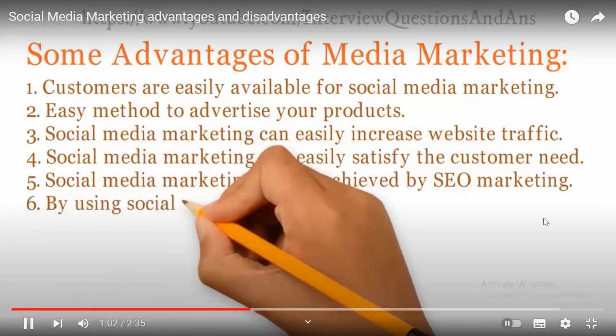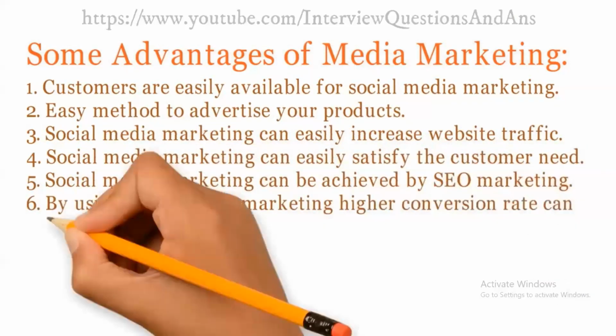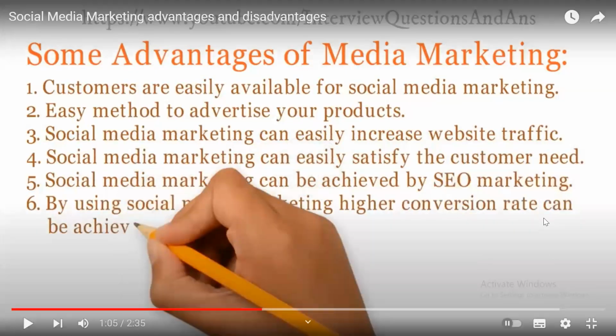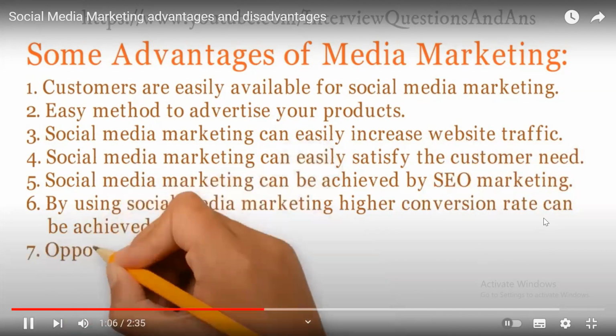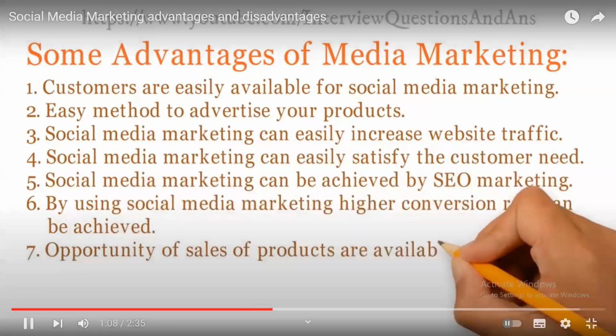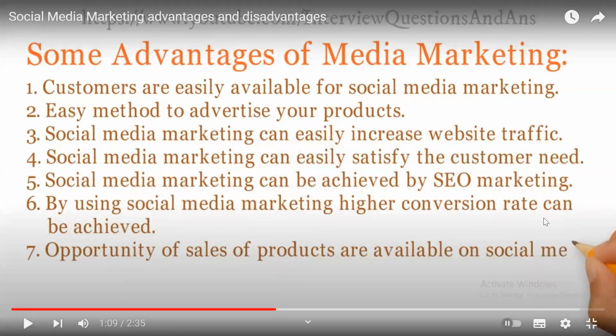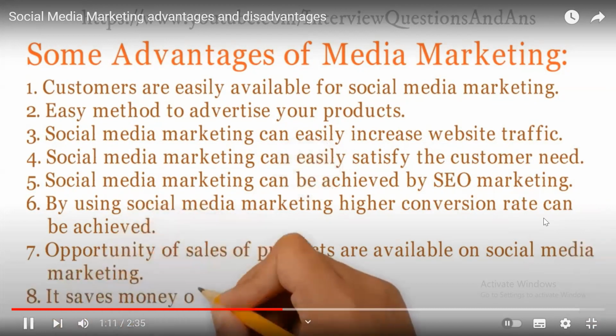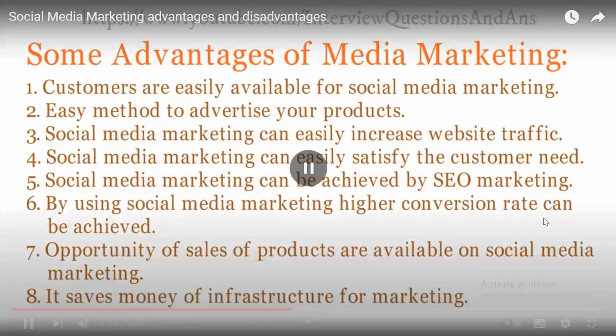And social media marketing can be achieved by SEO marketing. It means search engine optimization marketing. So as I told you, the hits would go up, right? And by social media marketing, a higher conversion rate can be achieved. Because as I told you, you would be able to discuss with your customers, maybe with past experienced customers. So likewise, you can hit it. And opportunities for sales of products are available on social media marketing.